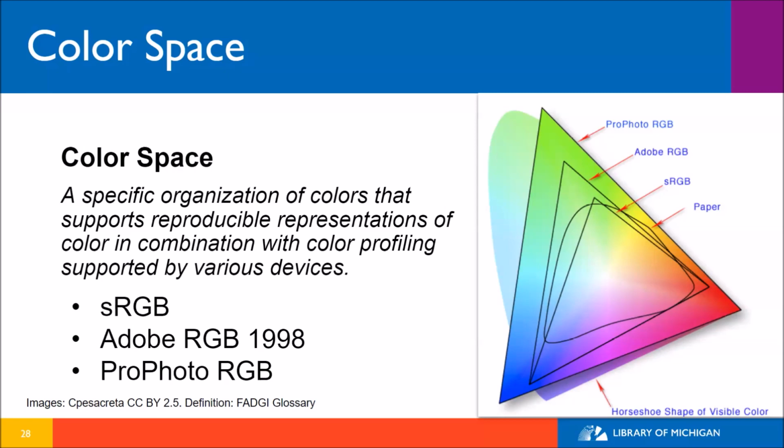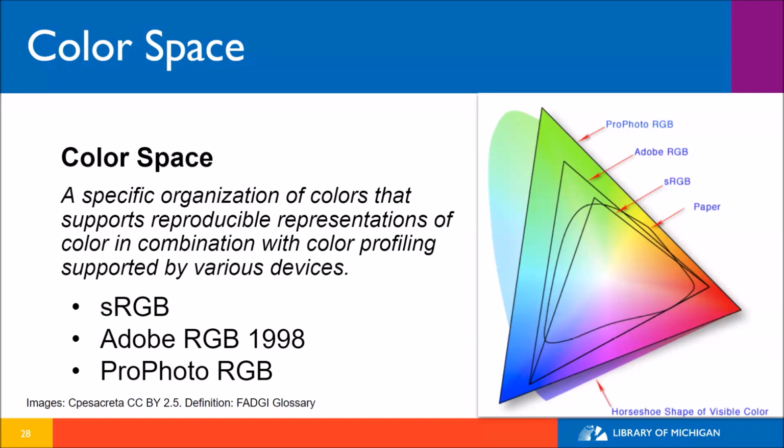Now, in the image on the right, you'll see that it represents a few different things. First, the rounded horseshoe shape is the range of visible color, what we as humans can see. Now, inside that horseshoe are three color spaces: sRGB, Adobe RGB 1998, and ProPhoto RGB.